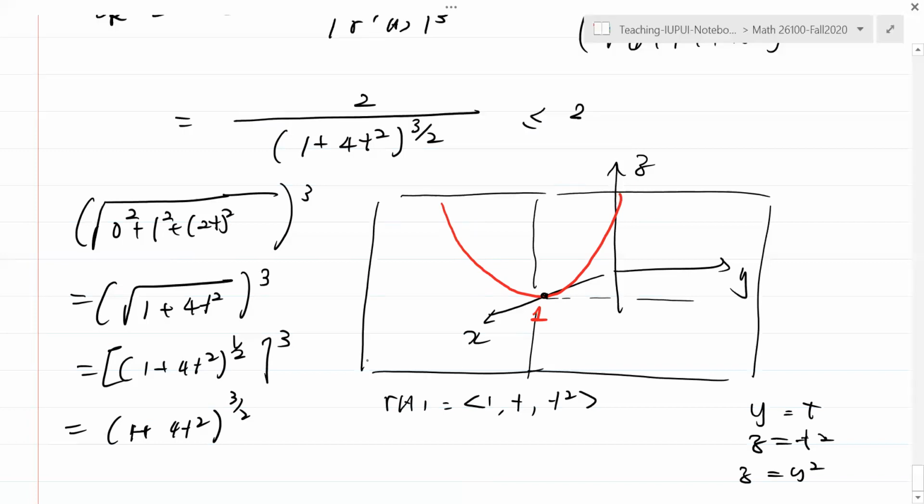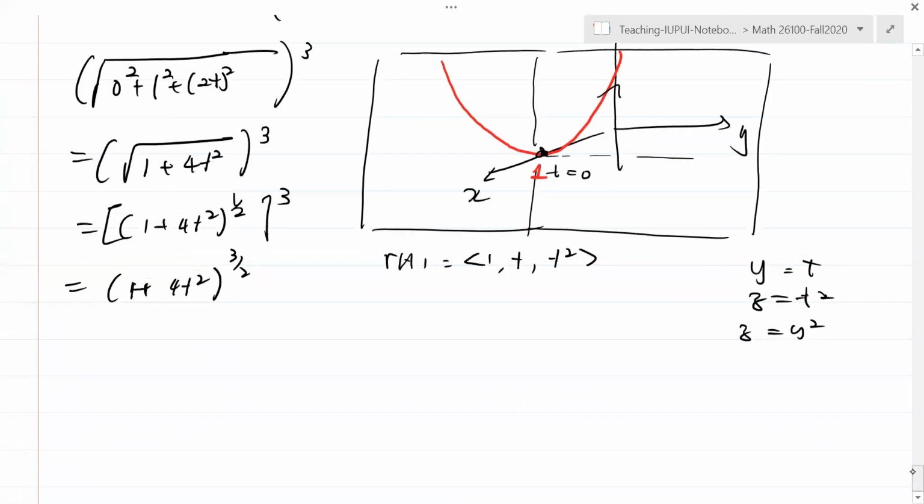Imagine you have a plane perpendicular to the z-axis and parallel to the yz plane, and you have a parabola on this plane. When t equals 0, you are here. When t goes to infinity, you go in that direction. And look at the parabola, right?